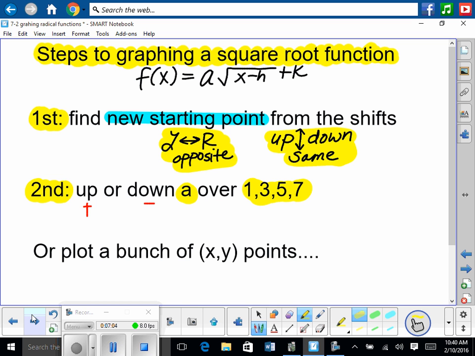Then second, from there, I always go up or down my A value. So I go up or down A, and then there's a 1, 3, 5, 7 pattern that happens. So you'll go up A over 1, up A over 3, up A over 5, up A over 7. Does that make sense? So if it's negative A, we'll go down A over 1, down A over 3, down A over 5, down A over 7. If you don't like doing that, type it into your function and plot the points that you're given. Okay? So either way will work.